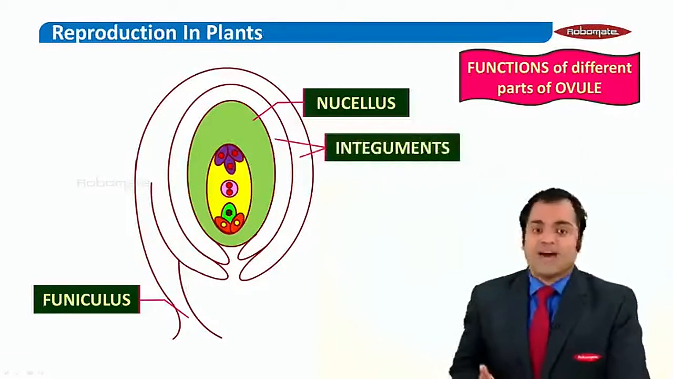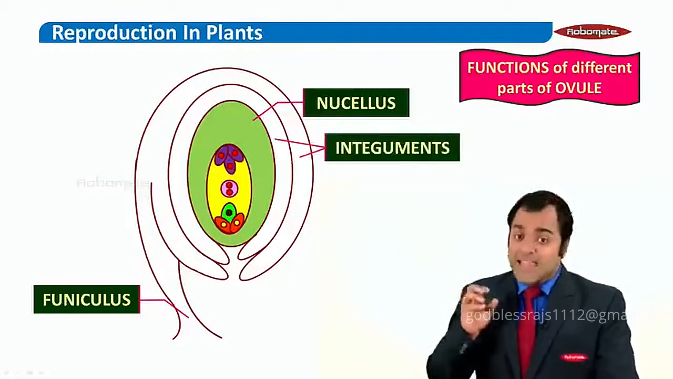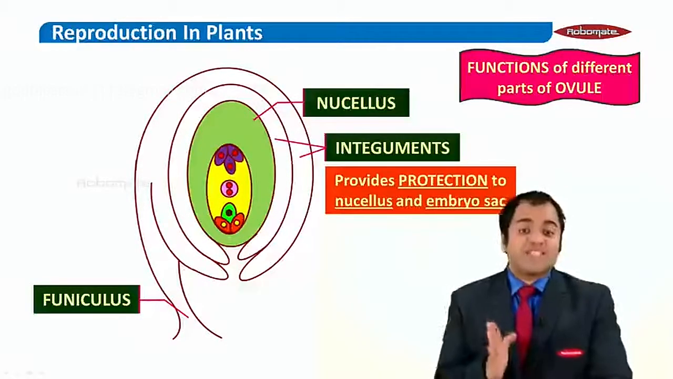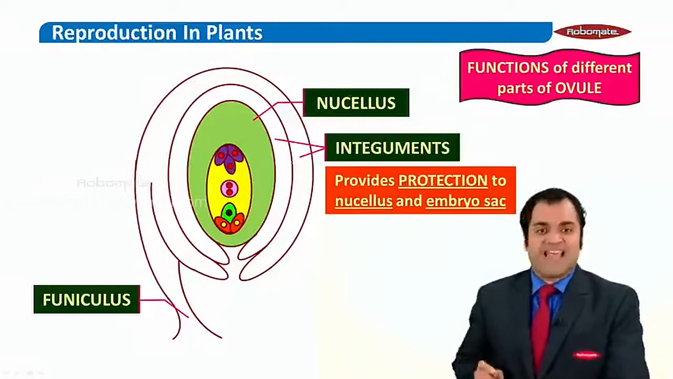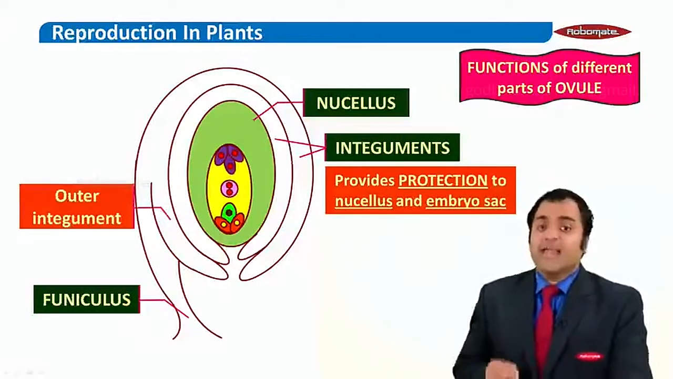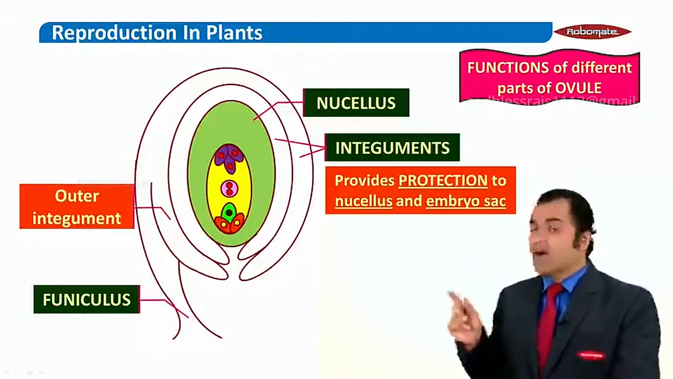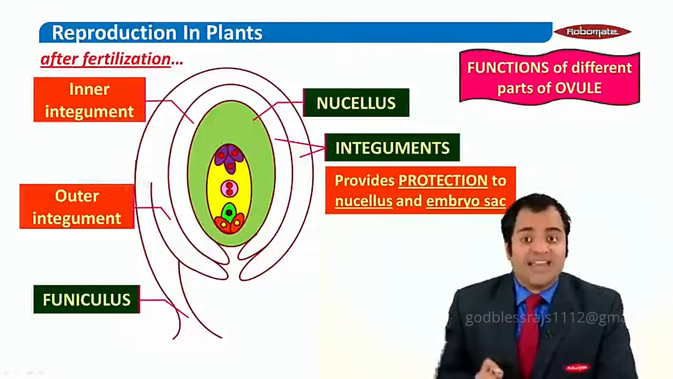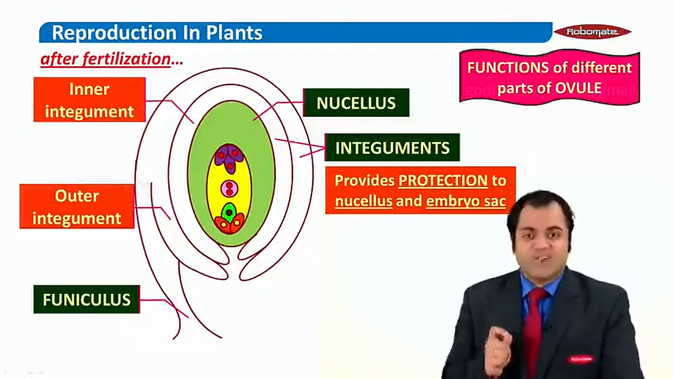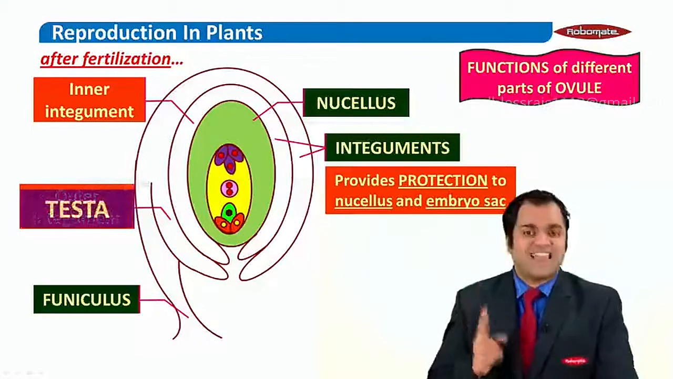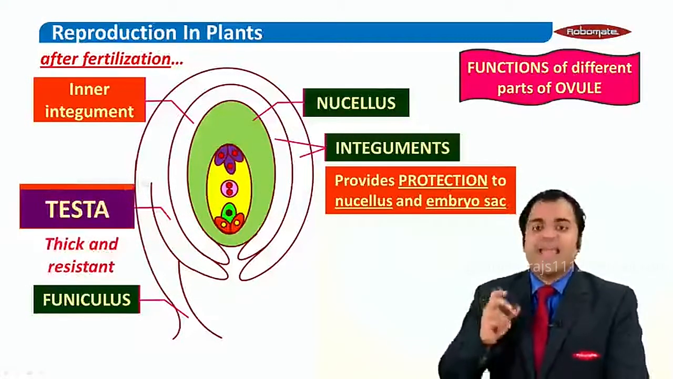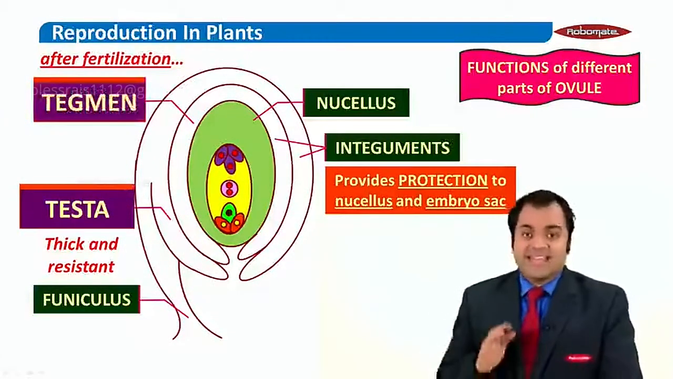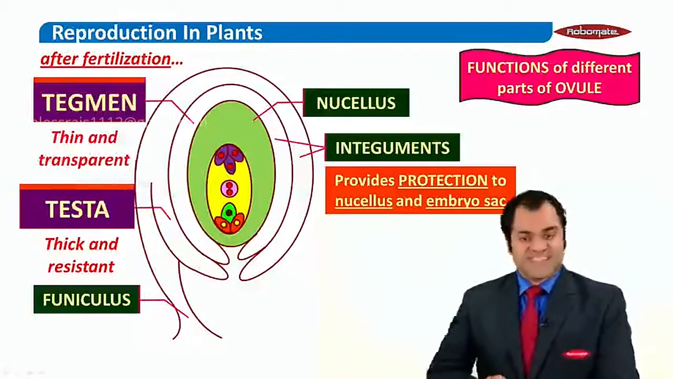The next structure are the integuments. Now you know that the integuments form a protective coat around the nucellus. So its main function is going to be protection to the nucellus as well as the embryo sac, right? And also remember that angiosperms are bitegmic. So you have an outer integument and you also have an inner integument. These two structures after fertilization will turn into seed coats. The outer integument will form the testa. The testa, you should know, is thick and resistant. And the inner integument after fertilization will turn into the tegmen. The tegmen is thin and transparent. Is that okay? Moving on.